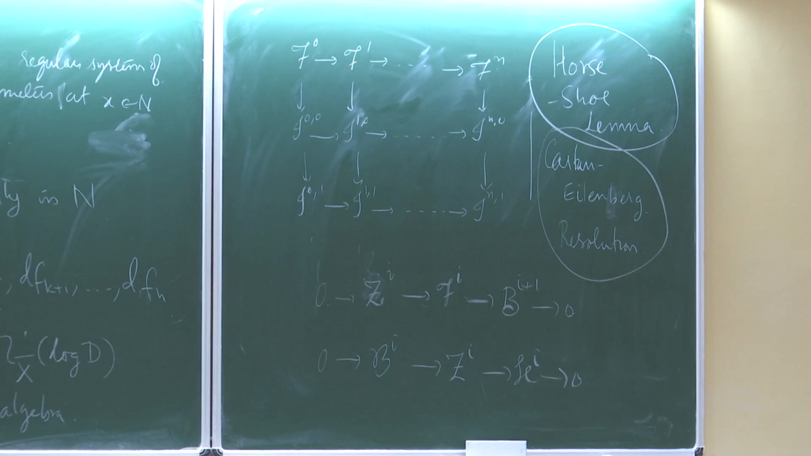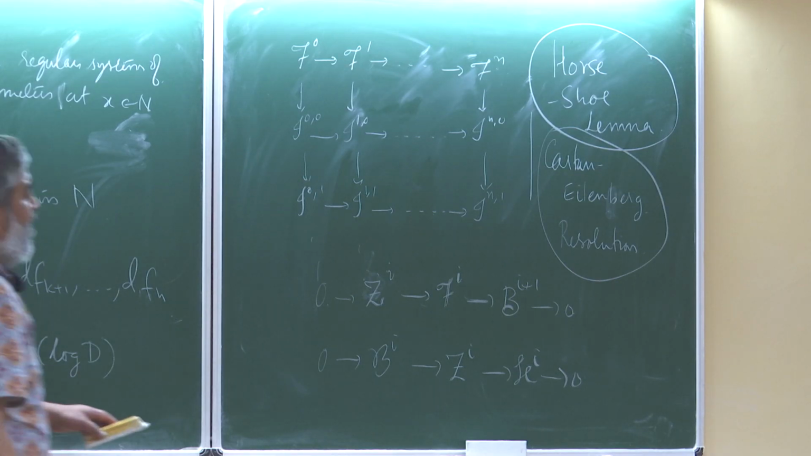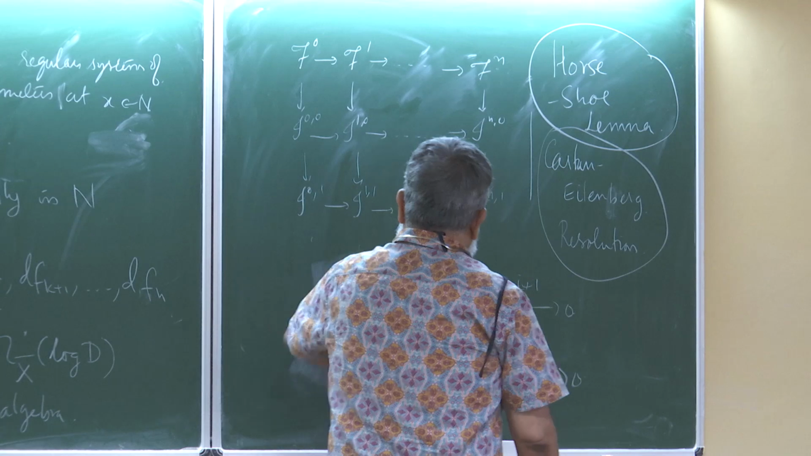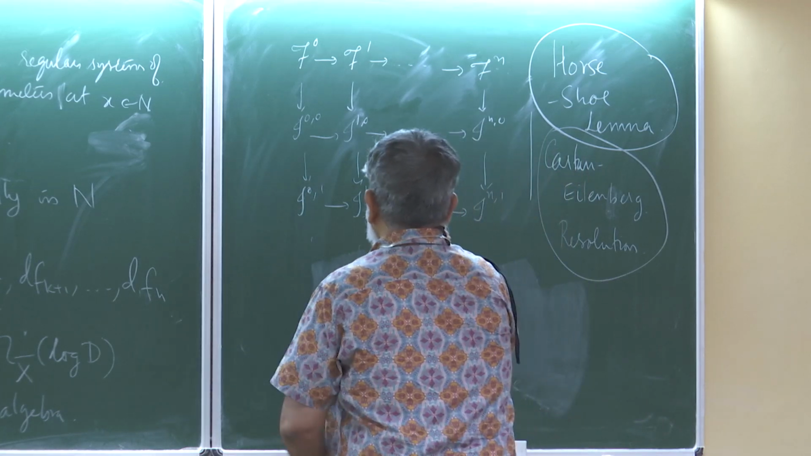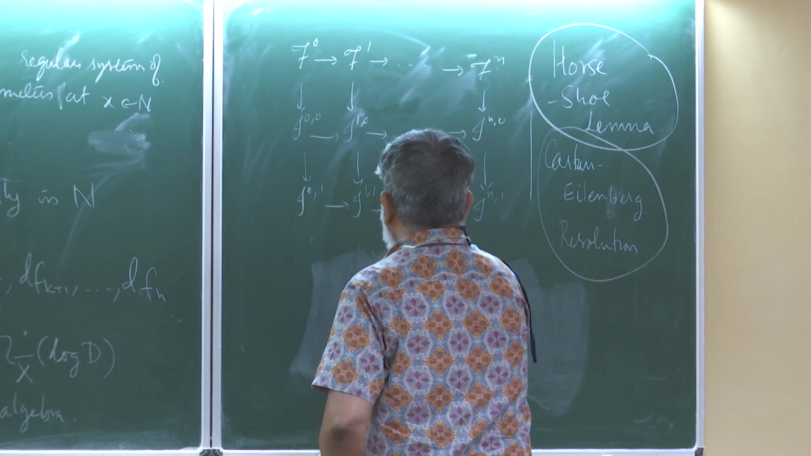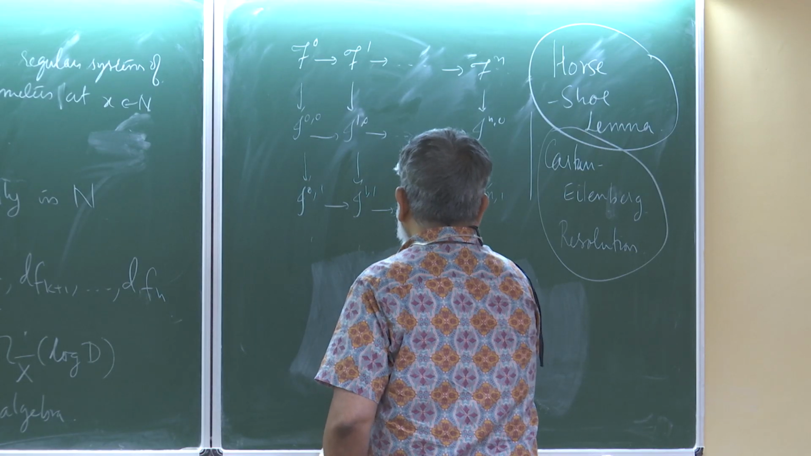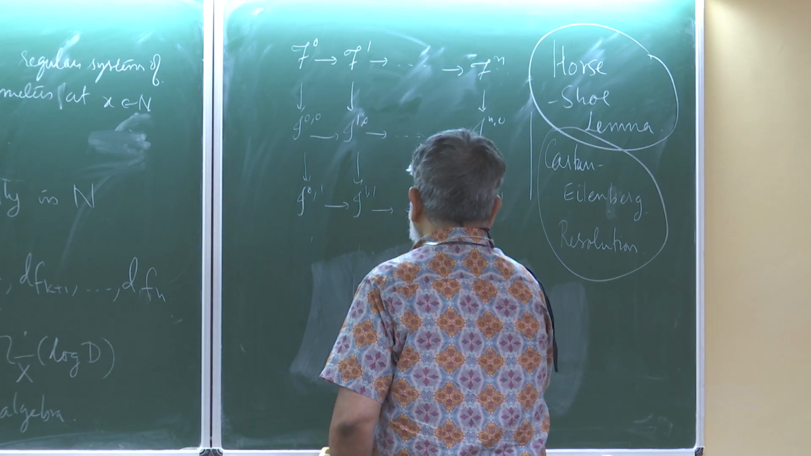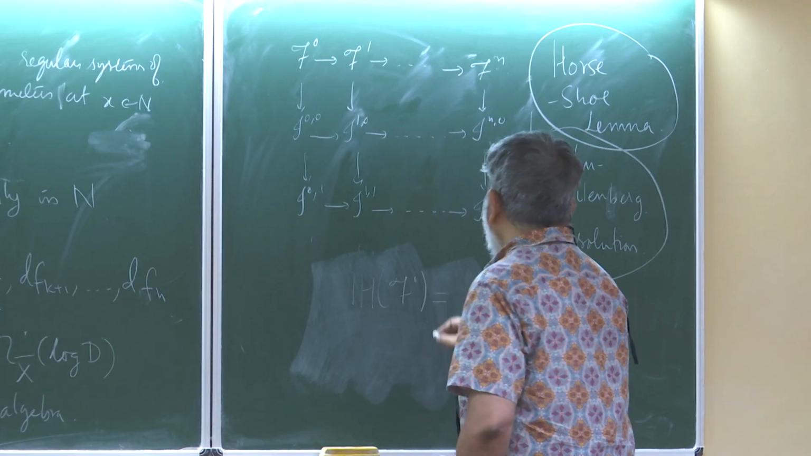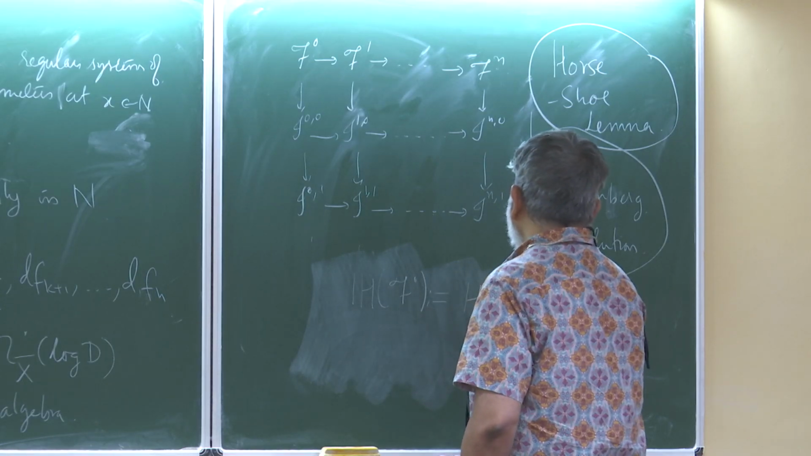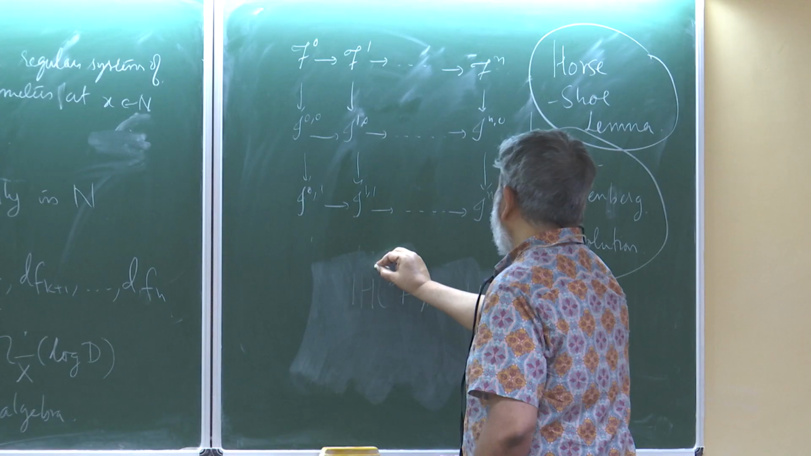Okay, and then after taking the total complex of these complexes, you will get what is called the hypercohomology of F, and then one has to of course do the usual homological algebra and prove that it is independent of this.